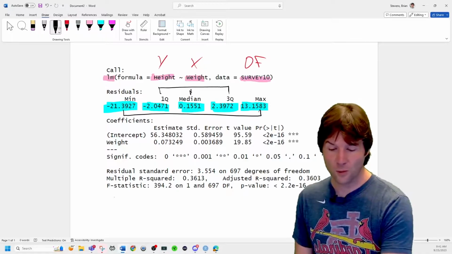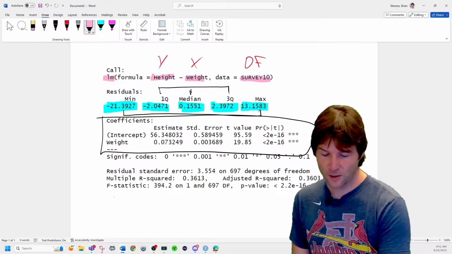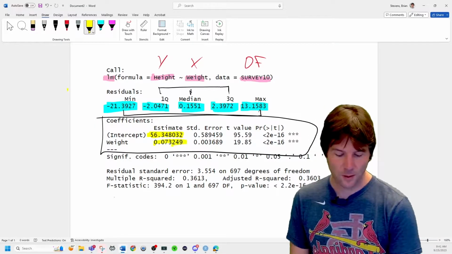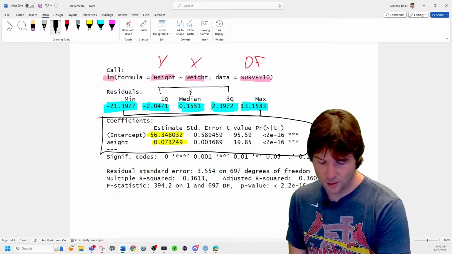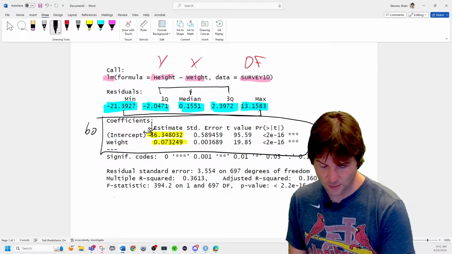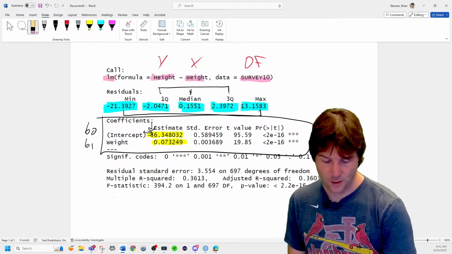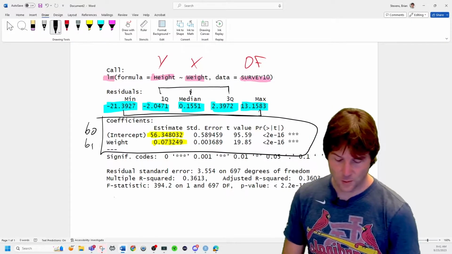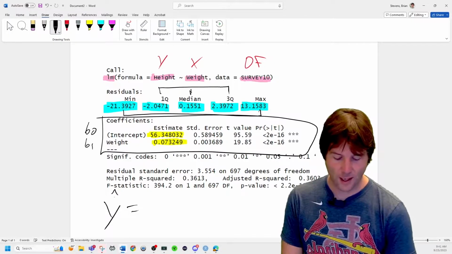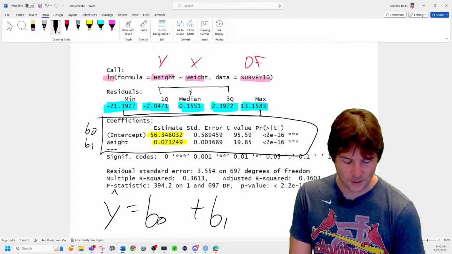So now we get to the most important part for this lecture, the coefficients. When we talk about the coefficients, we mainly want to talk about B0 and B1. Over here, you'll notice this is the estimate of the intercept, which is B0. This is the estimate of the slope coefficient, which is B1. What we can do with this is we can now write the regression equation. Let's write the general format right here: y hat, the predicted value of y, equals B0 plus B1x.